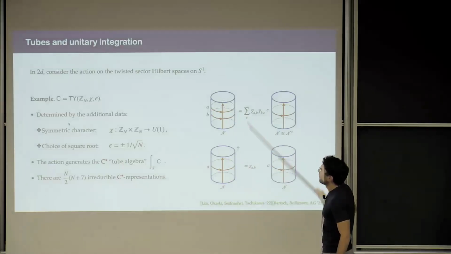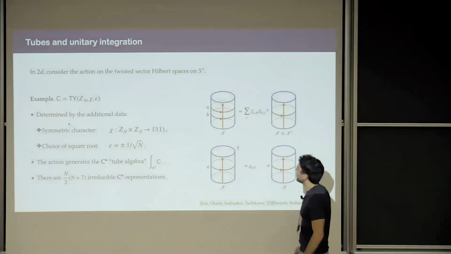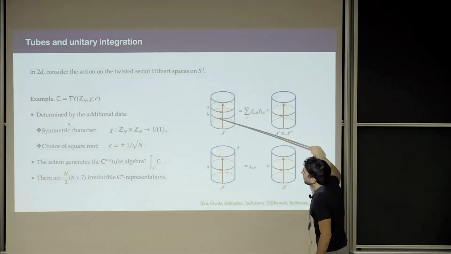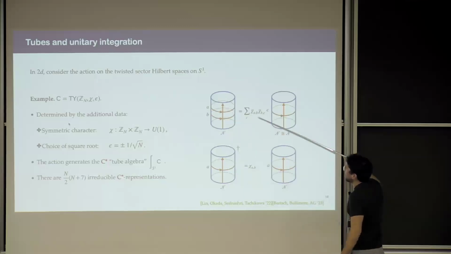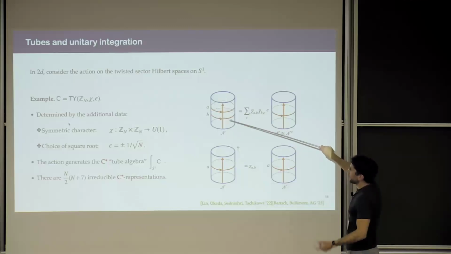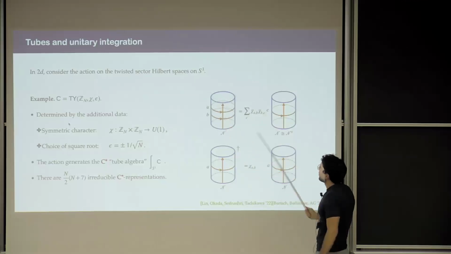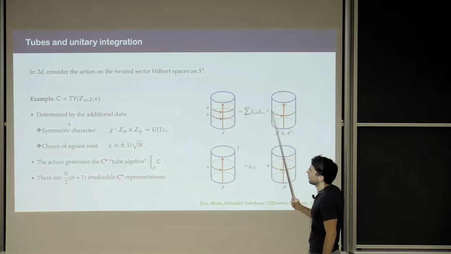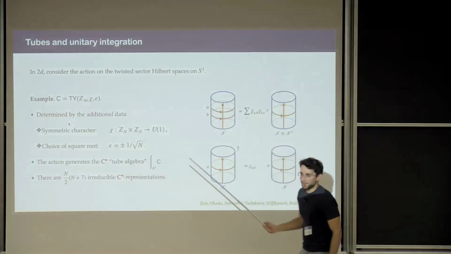We start by looking at various twisted sectors that your theory may have on, say, S1. So here it is twisted by some line vertical to it. And we start to act on this Hilbert space by the defects of your fusion category. This in general is going to mix various twisted sectors. And the kind of representation theory that describes these sorts of things is the representation theory of the so-called tube algebra.